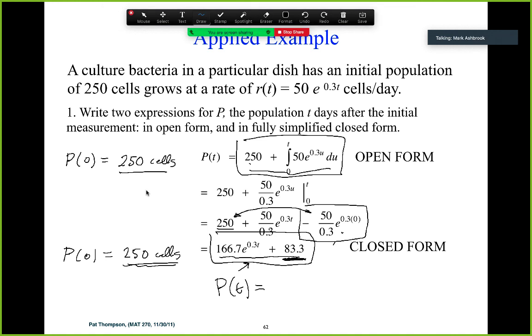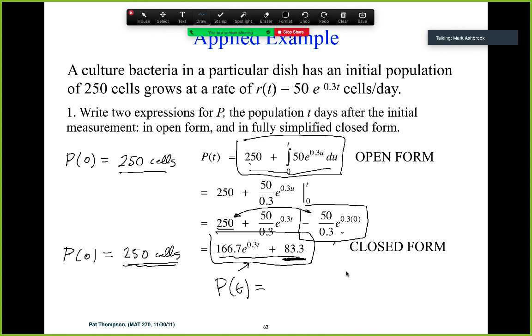But they're the same function. The initial value is still 250. It's just that it won't show up in this constant here in closed form. Okay, so watch the video again, slow it down, pause it, think about it, and make sure we got that. And like I said, today's entire quiz is on this right here.